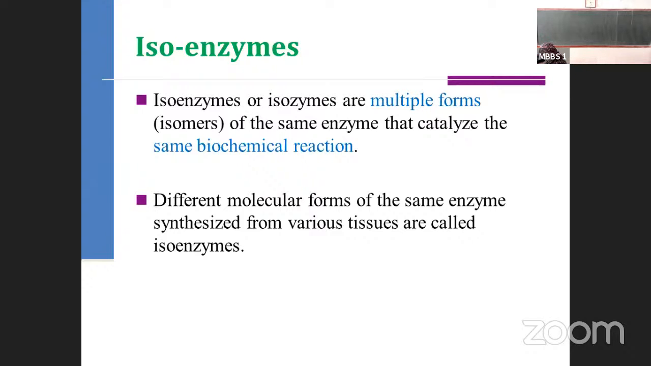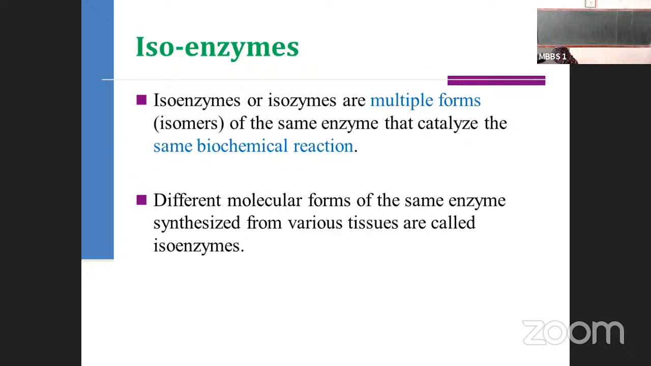Iso-enzymes are also called isozymes. Isozyme and iso-enzyme, both are same terms. They are multiple forms of same enzyme that catalyzes the same biochemical reaction. Their function is same. They catalyze the same biochemical reaction, but in some way, they are different.